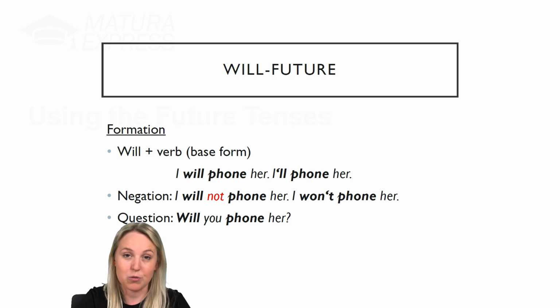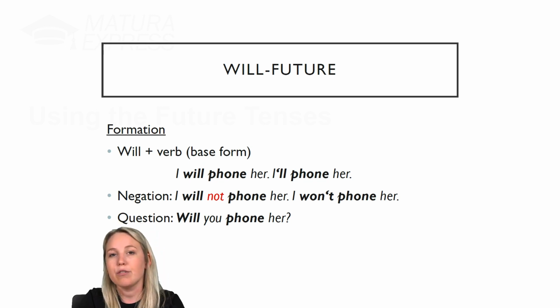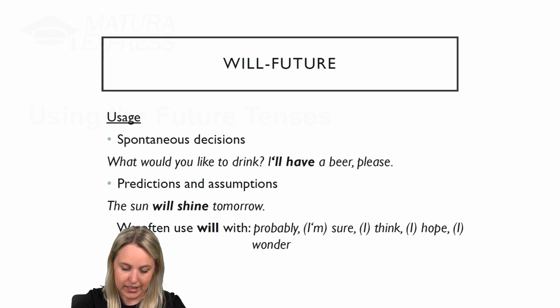But now let's move on to the will future. So how do we form the will future? Again, we need will, obviously, and a verb in, again, the base form. I will phone her, or I'll phone her. The negation, again, we just need a not. I will not phone her, or I won't phone her. And the question, will you phone her? No, I won't.